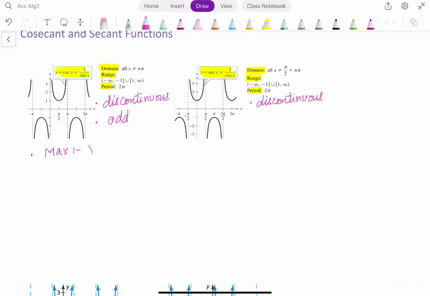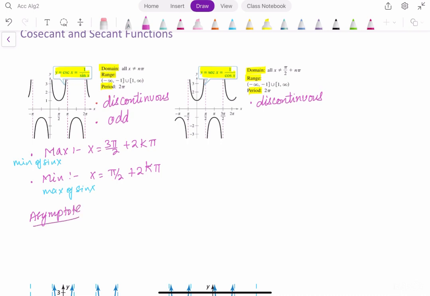Since sine is odd, cosecant is odd. The maximum for cosecant will happen at 3 pi over 2 plus 2k pi, and the minimum will happen at x is equal to pi over 2 plus 2k pi. So basically the maximum of cosecant is the minimum of the sine function, and the minimum of cosecant is the maximum of the sine function. So when we have to graph the cosecant function, we will first sketch the sine function and then match it with the cosecant function.